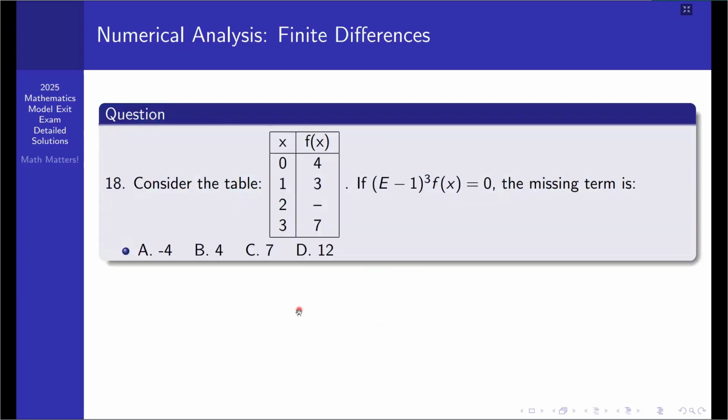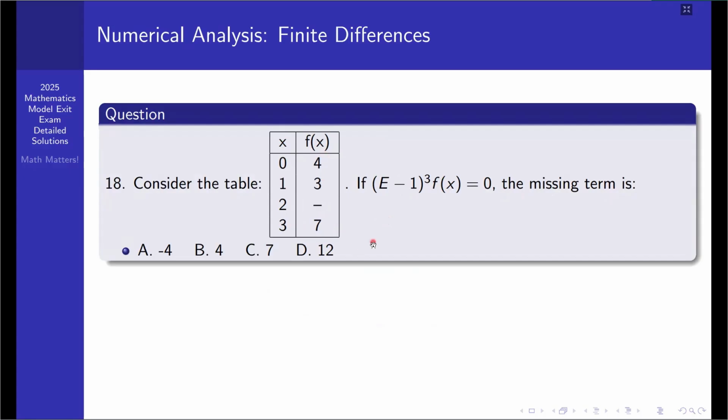Question number 18. Consider this table. The values of x are 0, 1, 2, 3, and their corresponding functional values are given, but the value at 2 is unknown, and f of 3 is 7. If (E minus 1) cubed f of x is equal to 0, then find the missing term, that is, the functional value at 2 within this function.